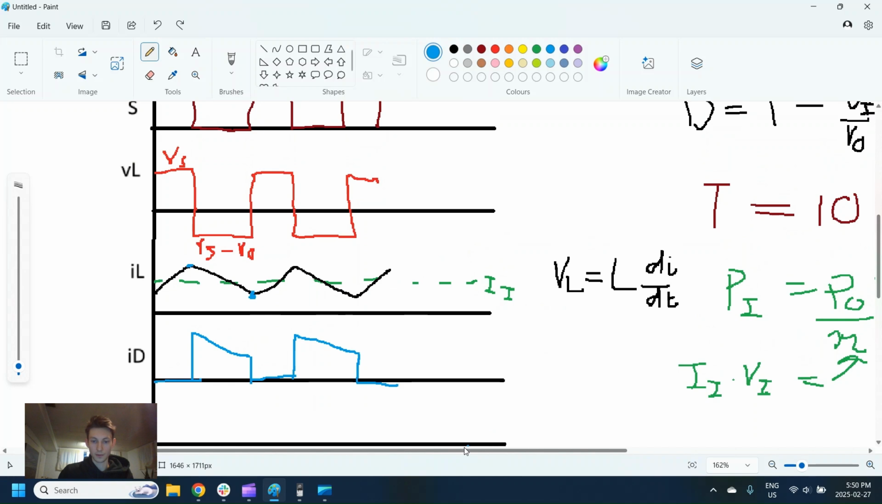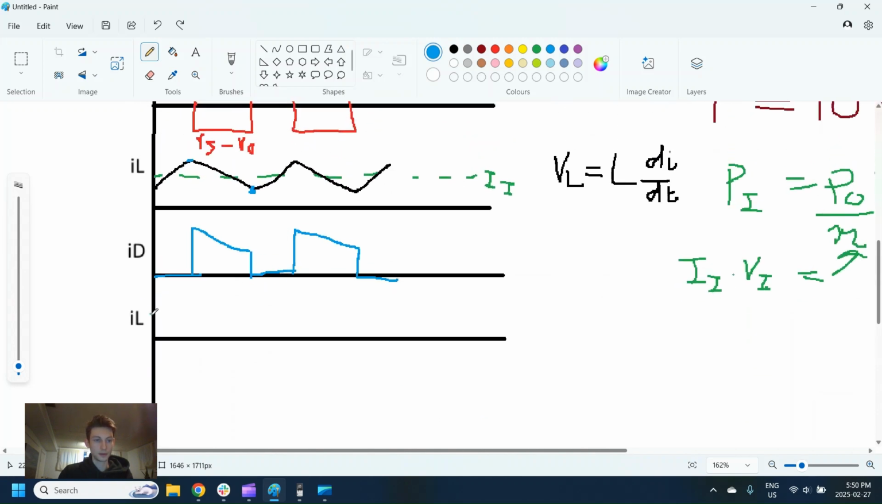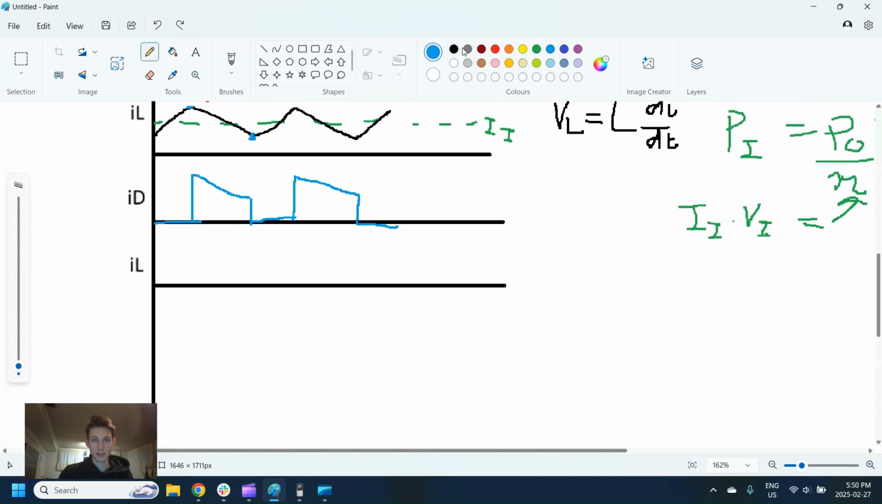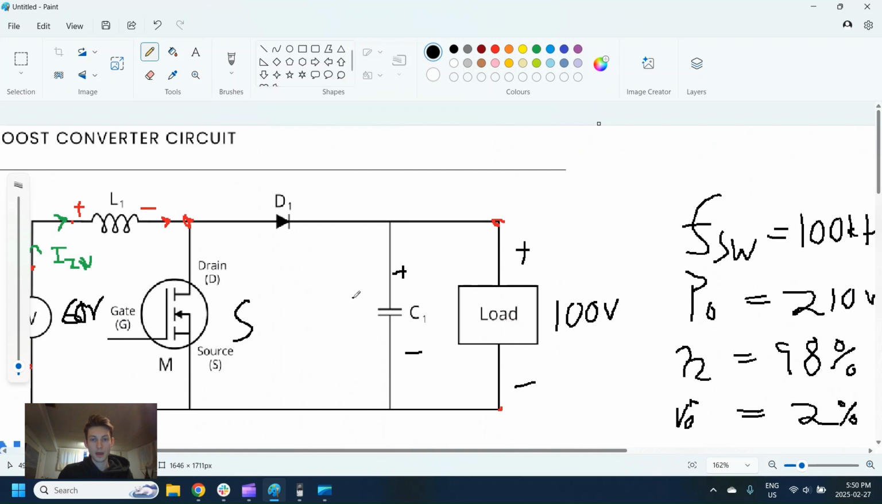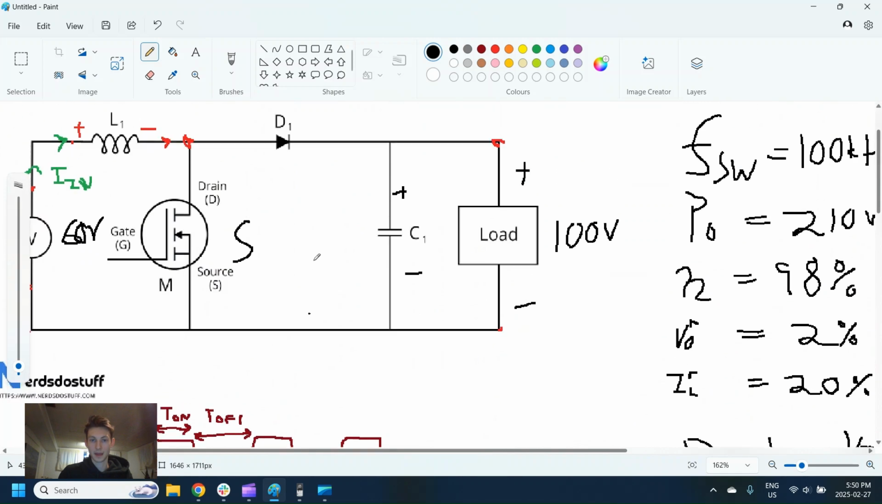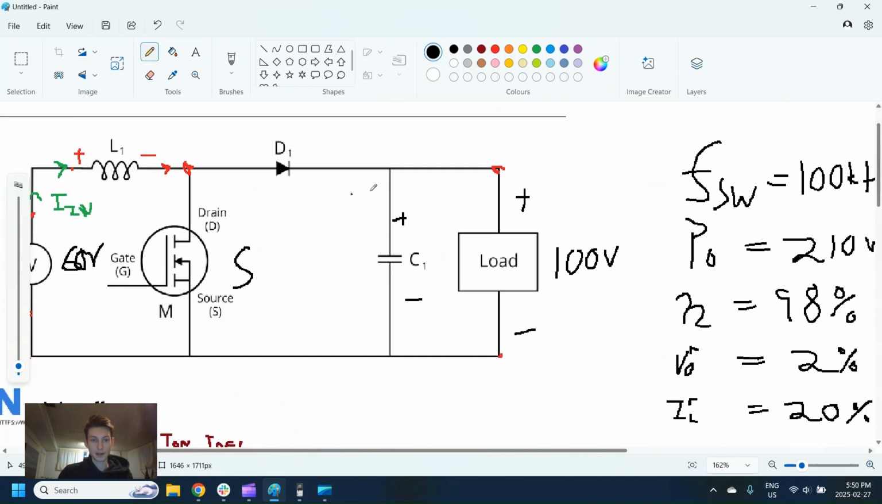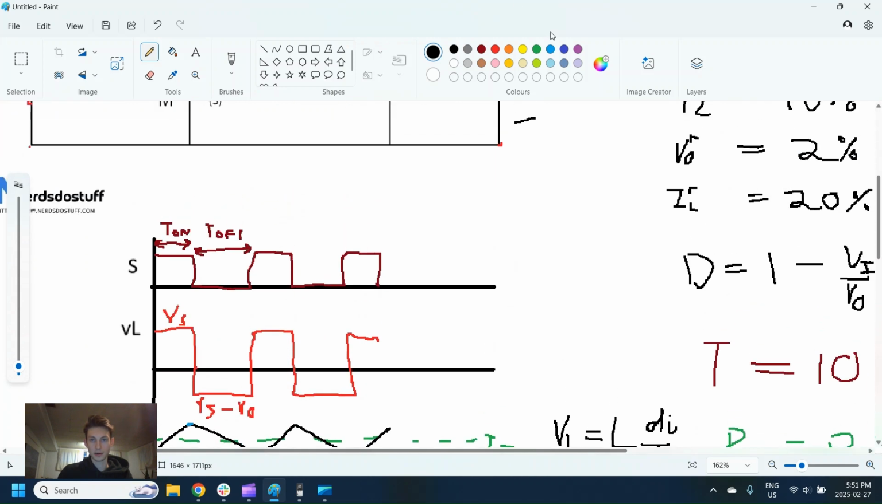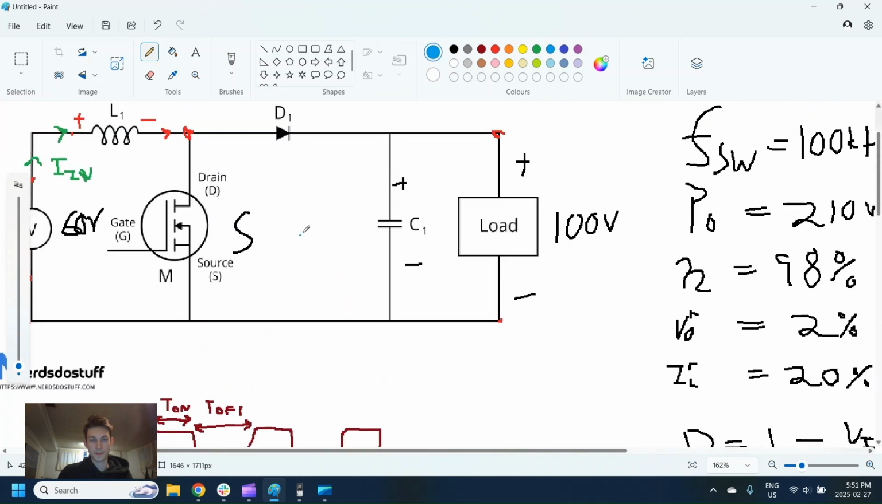So that's pretty straightforward. And now we're going to look at IC, current in the capacitor. Because the two things that we need to find are the size of the inductor and the size of the capacitor. So this will help us find the size of the capacitor. So let's start with drawing out what's happening here. We have the current in the diode, which we found here. So I'll mark it in blue.